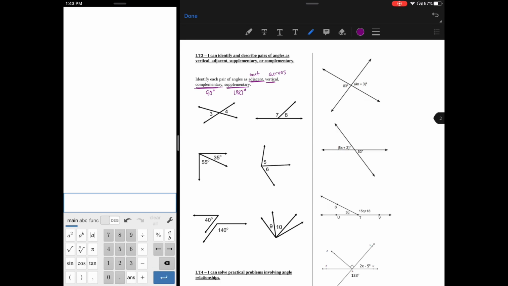So if we look at our first one, these angles right here are across from each other, and therefore they are vertical. On our second one, angle 7 and angle 8 are on a straight line, so they add up to 180 degrees, which means that they're supplementary. The next one, 55 plus 35, is going to add up to 90 degrees, which means you have complementary angles.